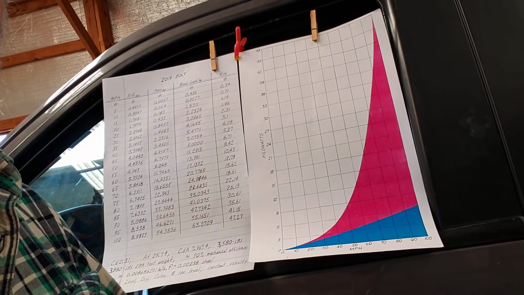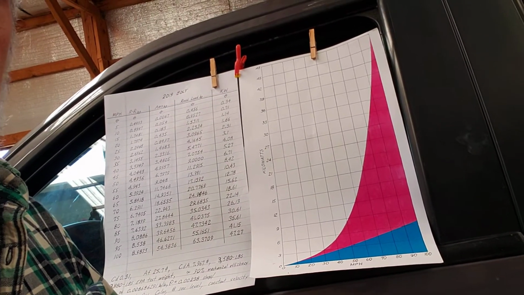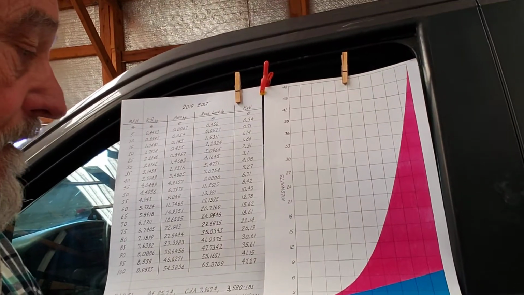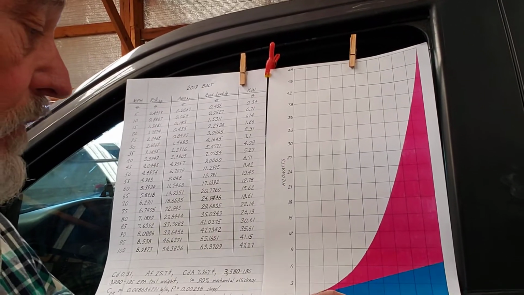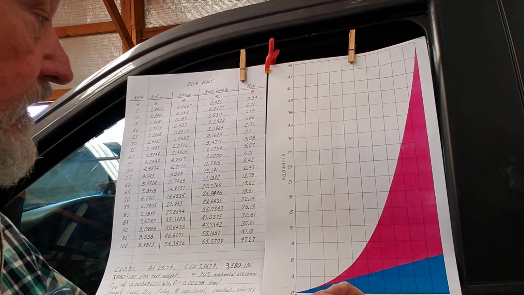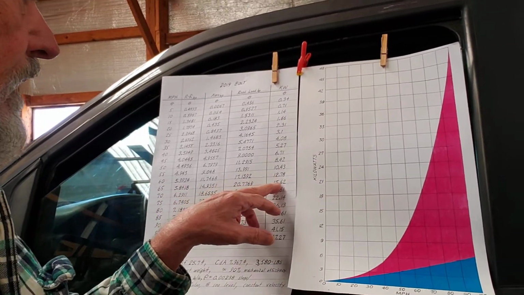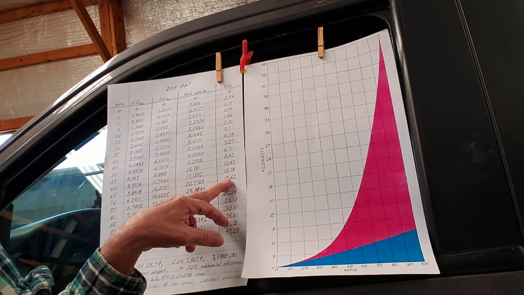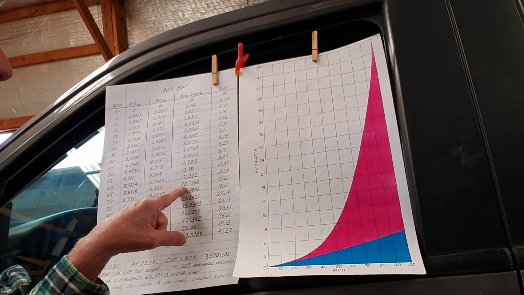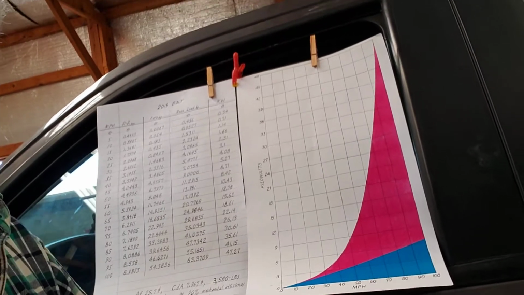At more normal speeds, let's say 65 miles per hour, it takes 15.62 kilowatts, which is around 20 horsepower. Big difference.